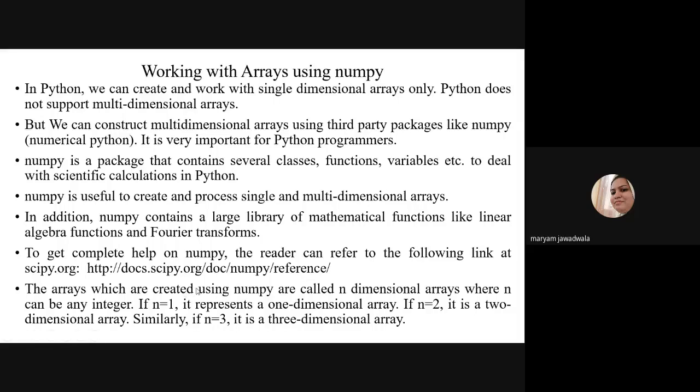Arrays which are created using numpy are known as n-dimensional arrays, where n can be any integer. If n equals 1, it represents a one-dimensional array. If n equals 2, then it represents a two-dimensional array. Likewise, n equals 3, 4, 5, and so on. So any dimensional array you can create using numpy.